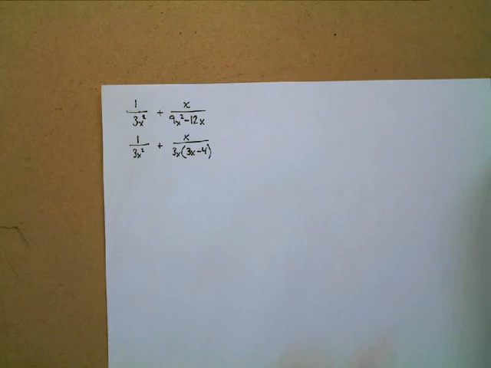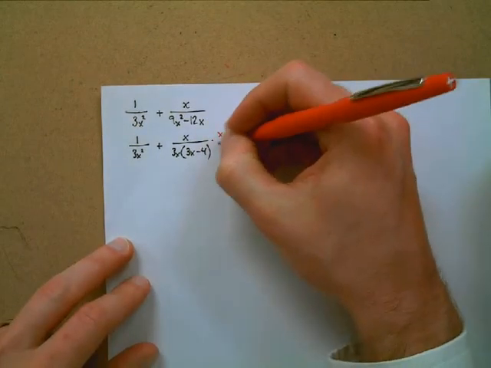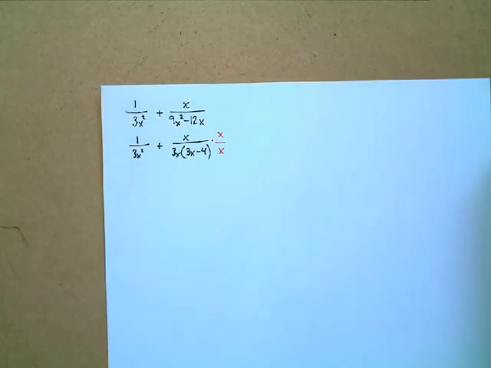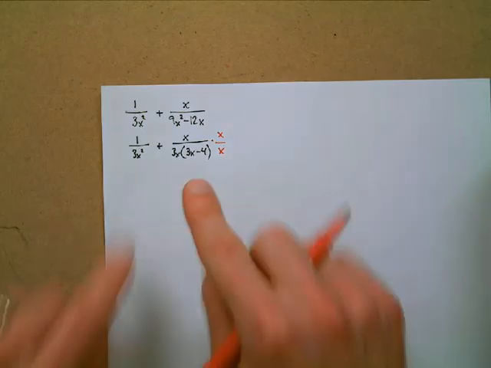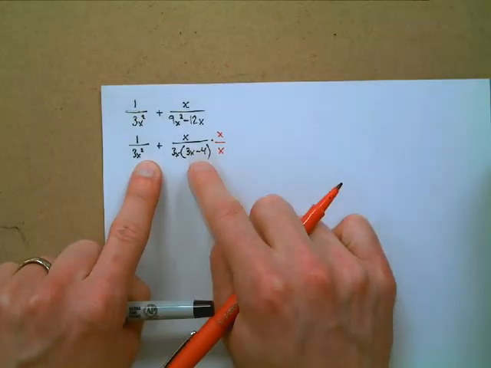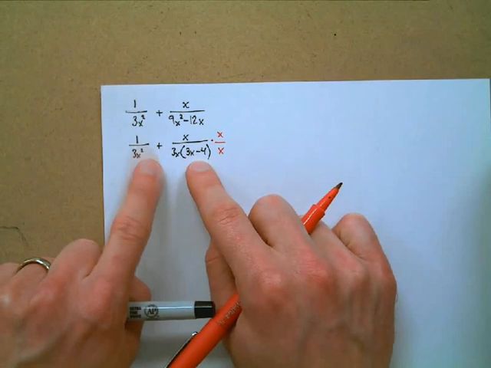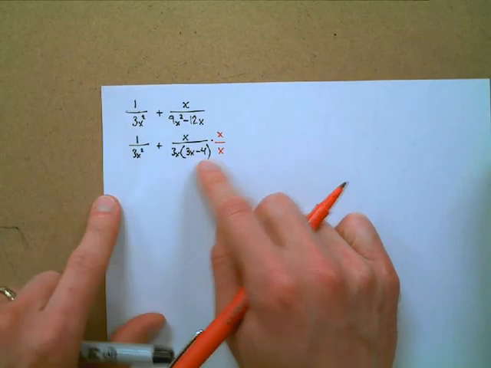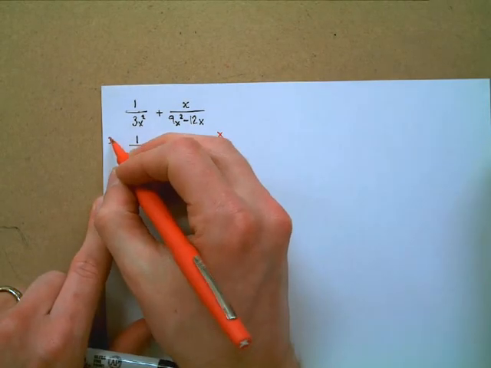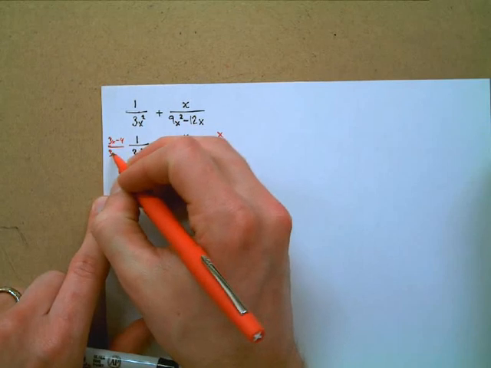Okay. All right, Jordan, what about, let's see here. This one has a 3x minus 4. This one does not. So we gotta multiply that by 3x minus 4. Yep, so 3x minus 4 over 3x minus 4. Okay, there it is. Okay, thank you, Jordan.